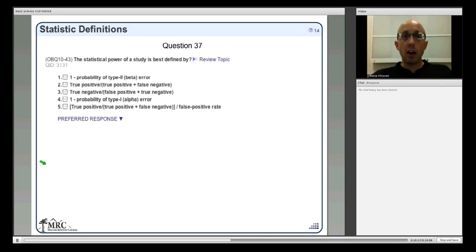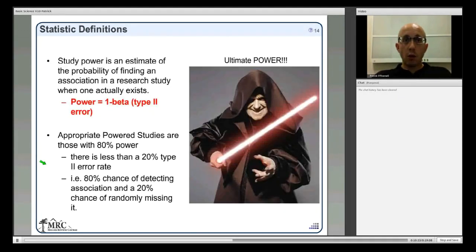Question 37. The statistical power of a study is best defined by your study power. You have to know the study power. This is the ultimate power.